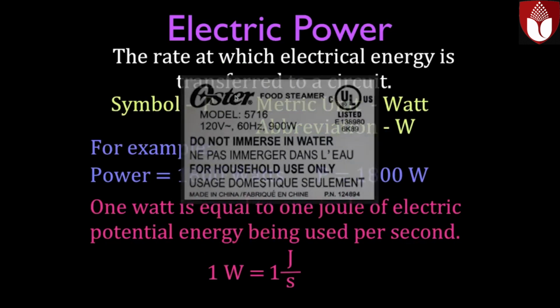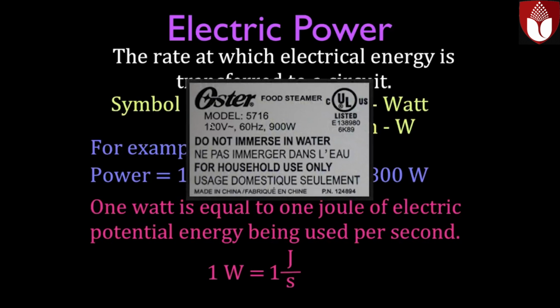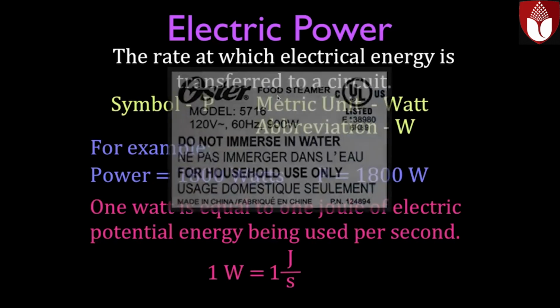And the last thing we have here is a food steamer. When you use a 120-volt source, this food steamer will produce 900 watts of power to heat and steam your food. 900 joules of electric energy is being converted every second.